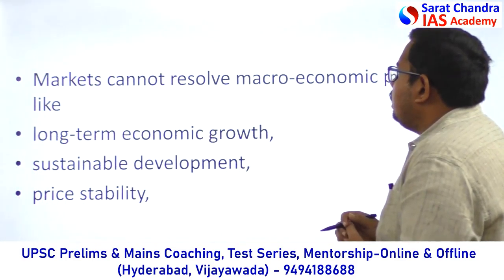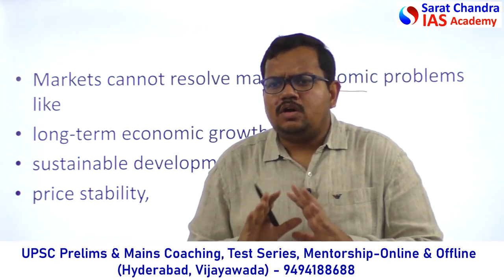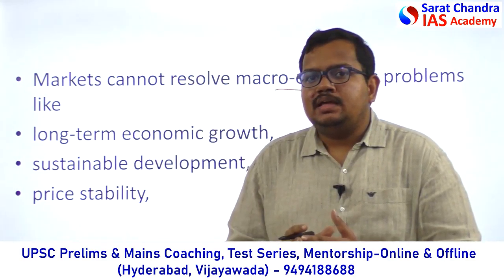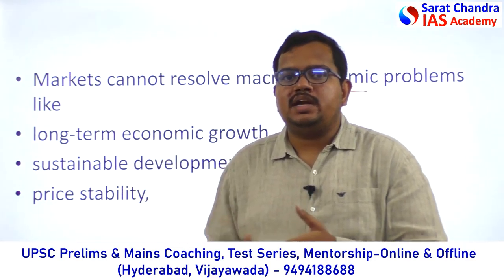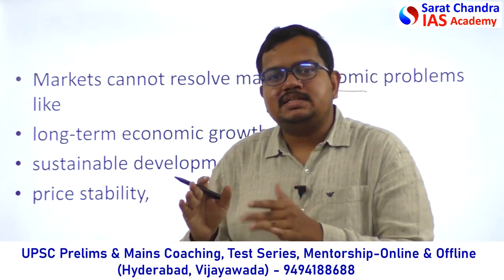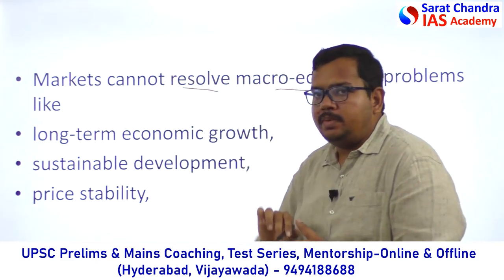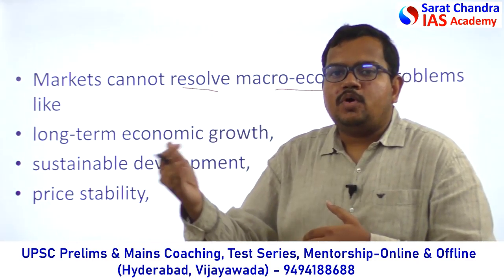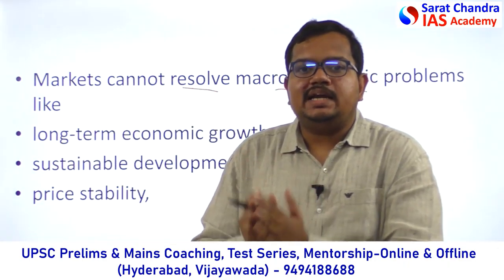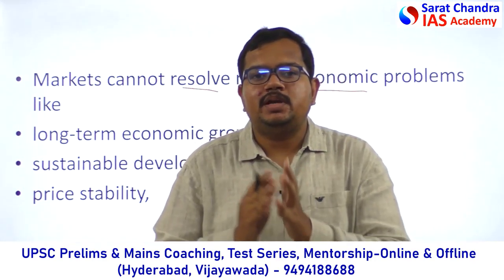And next, if you see, markets cannot resolve the macroeconomic problems of the country like long-term economic growth. Even during the pandemic, we observed that even though the country's GDP was coming down, with a negative growth rate, so many companies' stocks have risen. So from that, we can understand markets definitely can contribute to the national GDP, but they can't resolve macroeconomic problems like long-term economic growth, poverty alleviation or inflation control. All of these things are out of the scope of the market. So there, government intervention definitely has to be there. Okay? So these are the points regarding whether it is possible or not possible.